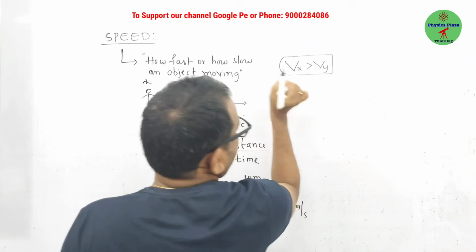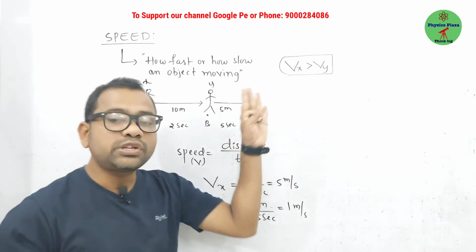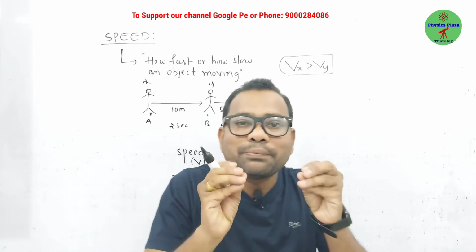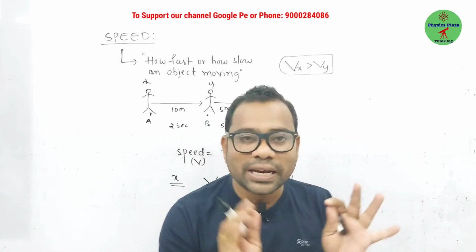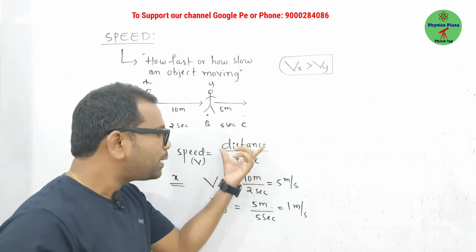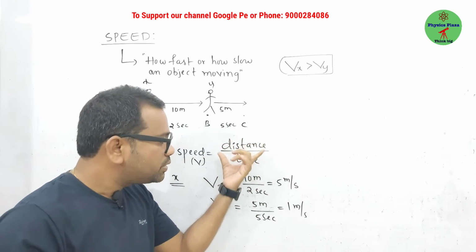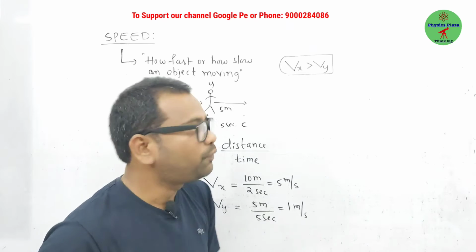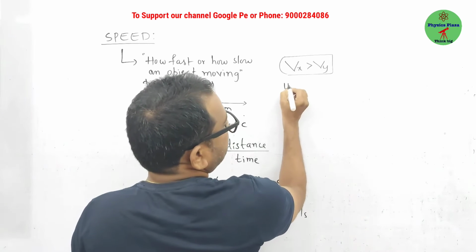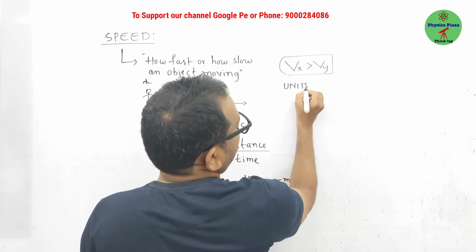That's it. So, to calculate the speed, dear children, which formula are we going to use? A very simple formula. What is that here? Distance covered by time taken. Distance covered by time taken. Am I clear? Fine. Now, let us see the units of speed, dear children.